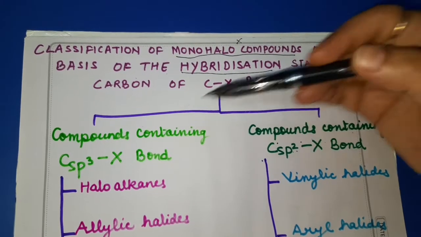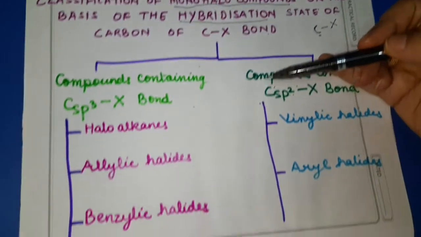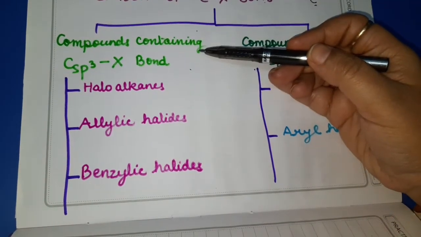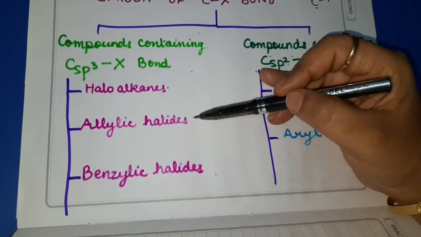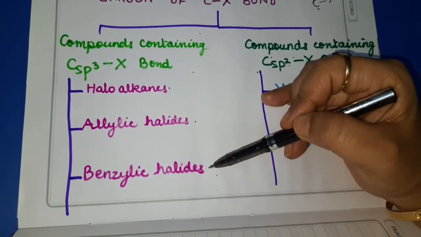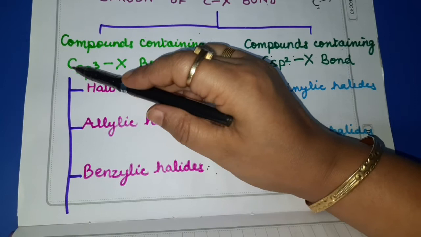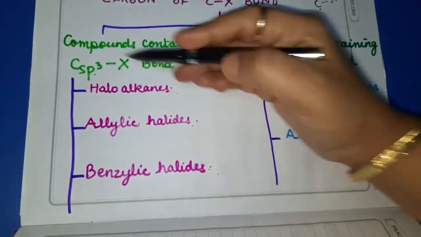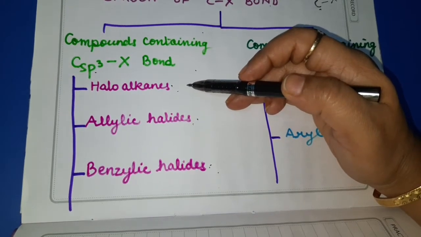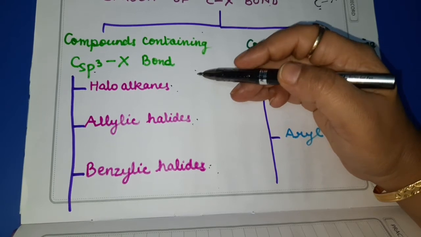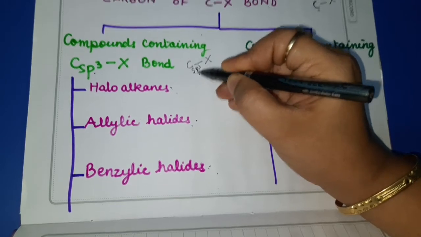Alright, so first of all we'll talk about compounds containing a C-sp3-X bond. Such kinds of compounds can be classified into three categories. First is haloalkanes, second is allylic halides, and third is benzylic halides. In all three classes, X is attached to that carbon which has hybridization sp3. Haloalkanes, dear students, in my previous video I have already given you an idea about haloalkanes. In the haloalkanes, X is attached to the carbon which is sp3 hybridized.